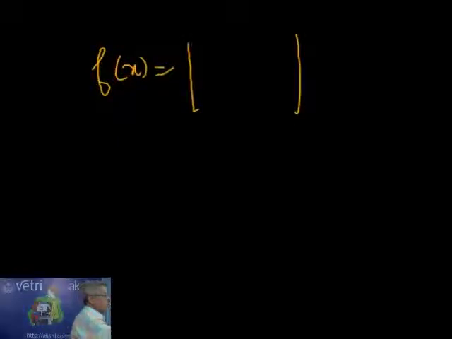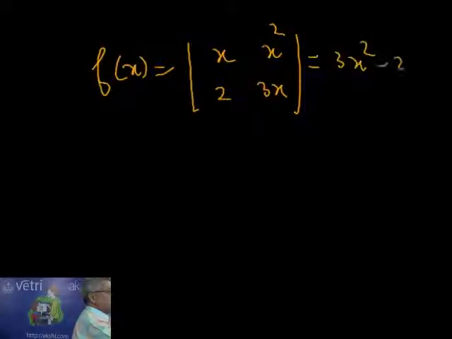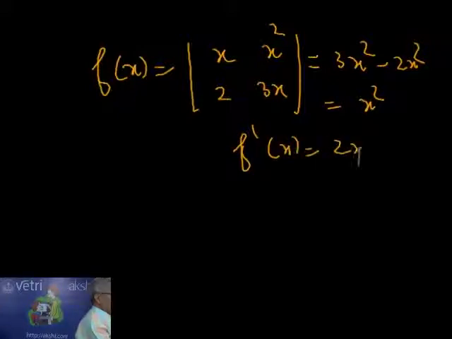Suppose our function is in the form of a determinant with x square, 2, 3x. In fact, we can differentiate this. This is a 2 by 2 determinant, easy for us. It gives 3x square minus 2x square, that is x square. f dash x is 2x. Very easy. Problem over.